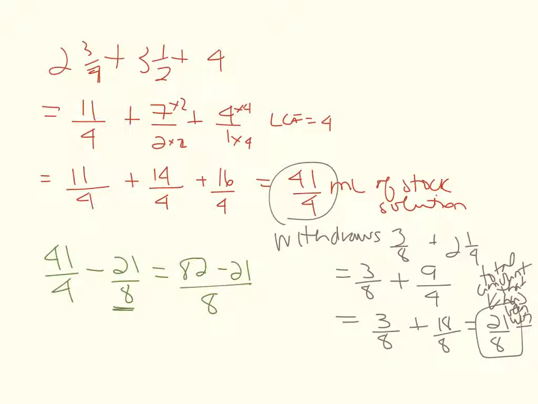21/8, and that actually gives us a numerator of 61/8, and now I can go ahead and turn that into its mixed fraction. So 8 goes into 61 approximately 7 times with 5 as a remainder, and the 8 will stay there. So the final answer for our stock solution is: the pharmacist is left with 7 5/8 milliliters.